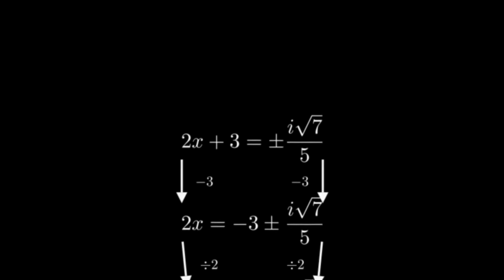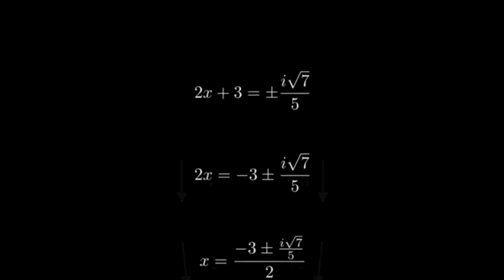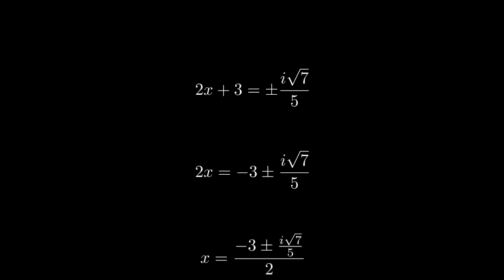Let's simplify this expression to make it clearer. For the first term, negative 3 divided by 2 is negative 3 halves. For the second term, we need to distribute the division by 2. When we divide i times the square root of 7 over 5 by 2, we get i times the square root of 7 over 10, because 5 times 2 equals 10. This gives us our simplified expression.